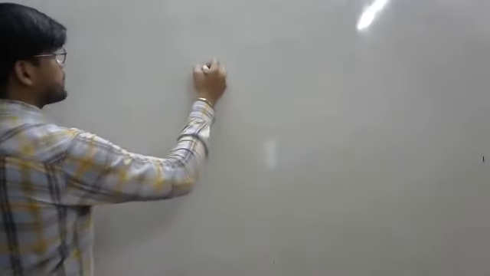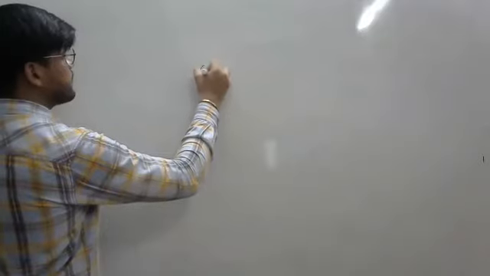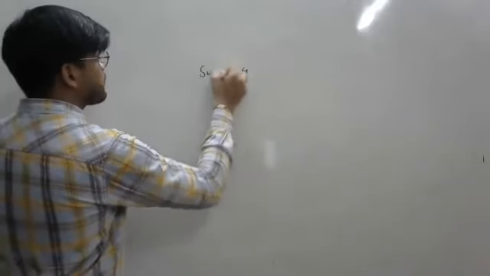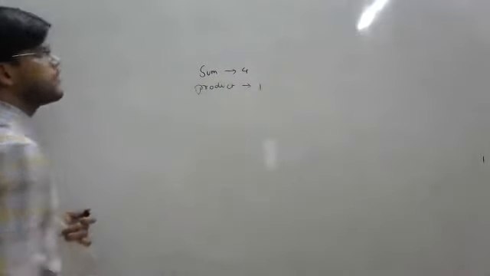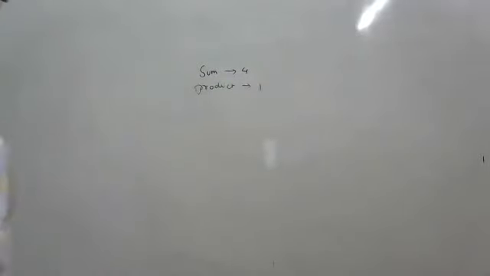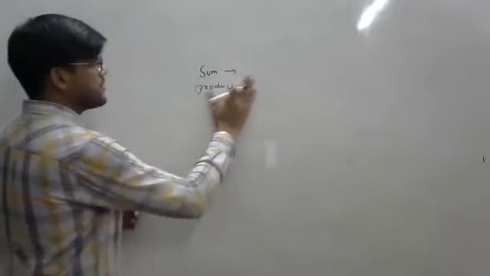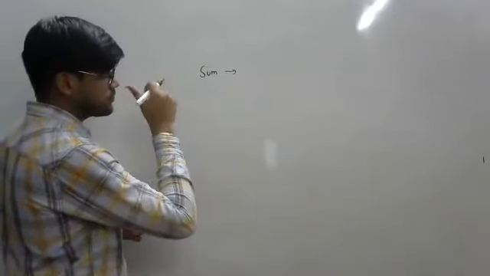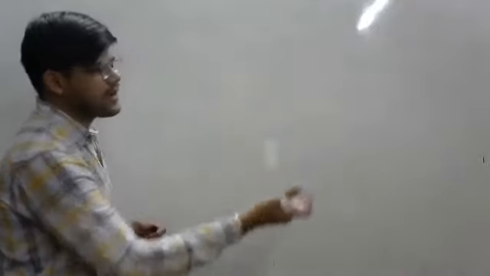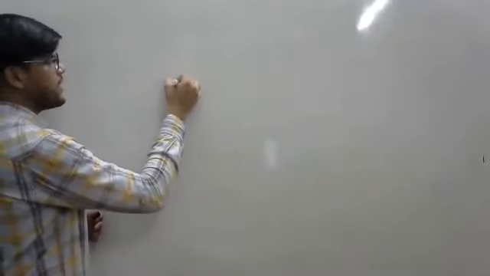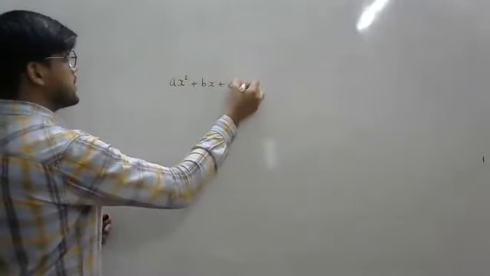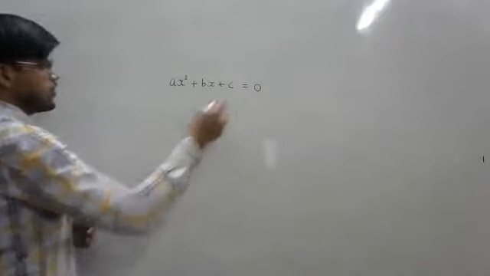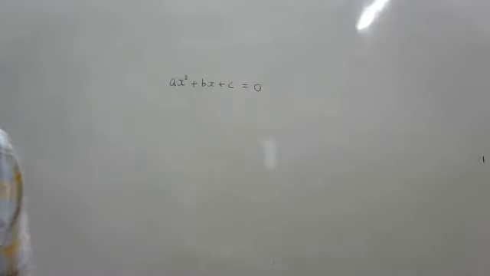Suppose we have this question. Value of sum is 4 and product of roots is 1. Or let's take a difficult question. This would be very, very easy. Before I start with the question, our general equation is ax square plus bx plus c equals 0. If I write in equation form, this is our standard equation for quadratic polynomial.